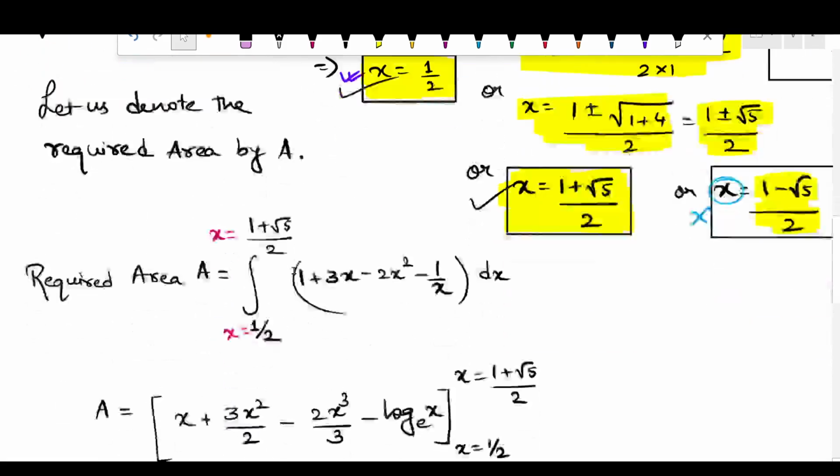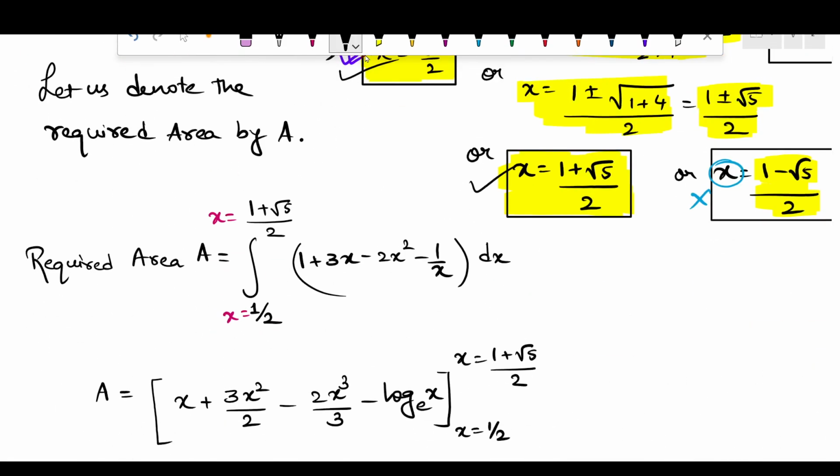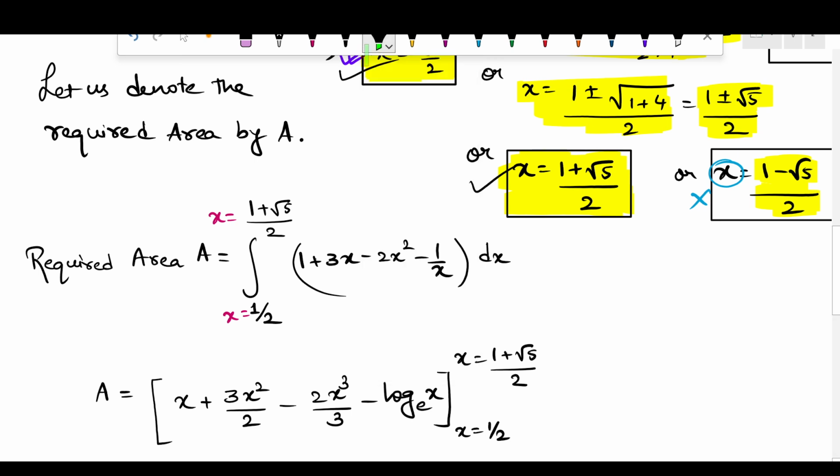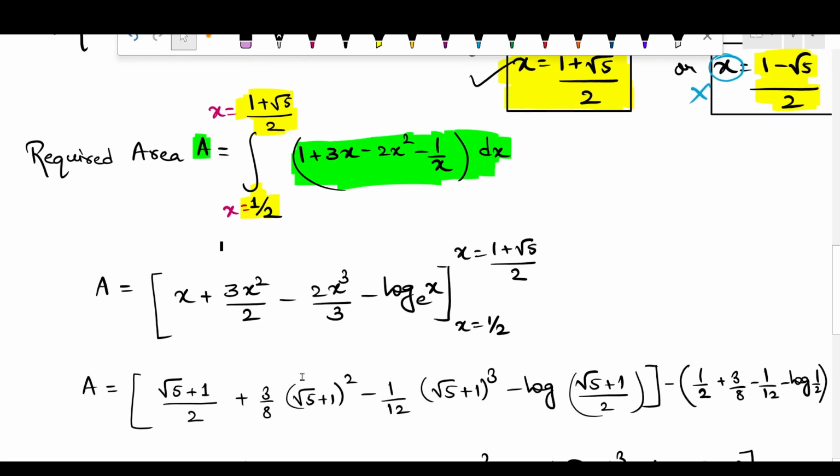So we integrate the upper curve, which is 1 plus 3x minus 2x square, minus the lower curve, which is 1 by x. I think this concept is clear to all of you. And we integrate this from half to 1 plus root 5 by 2. Then we calculate.